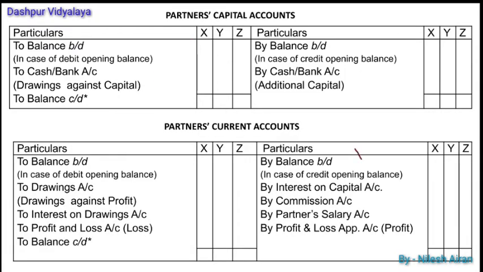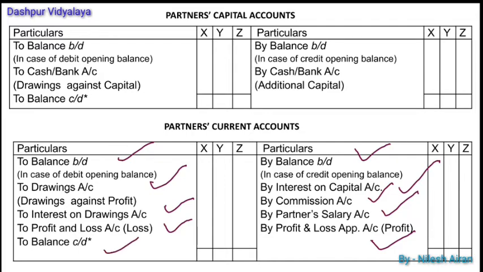In the partners' current account, what we have to pay to the partners will be credited and what we have to take from the partners will be debited. First of all, the balance b/d, then interest on capital, commission to the partners, salary to the partners and share of profit are recorded on the credit side. And on the debit side, if there is an opening debit balance, that will be transferred first, and then drawings against the profit. If it is drawings against the capital, that will not be recorded here. Then interest on drawings, then share of loss, and then the balance.